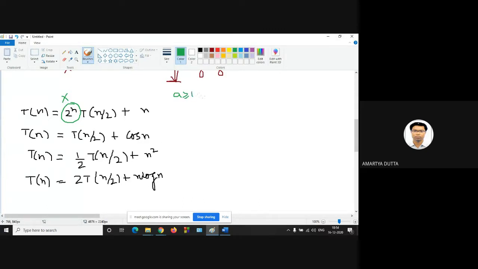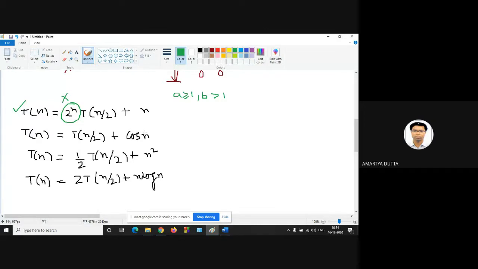a should be greater than or equal to 1 and b greater than 1. So master theorem cannot be applied. To solve this problem, you have to apply the substitution method. Then second and third cannot be applied too. Why second?